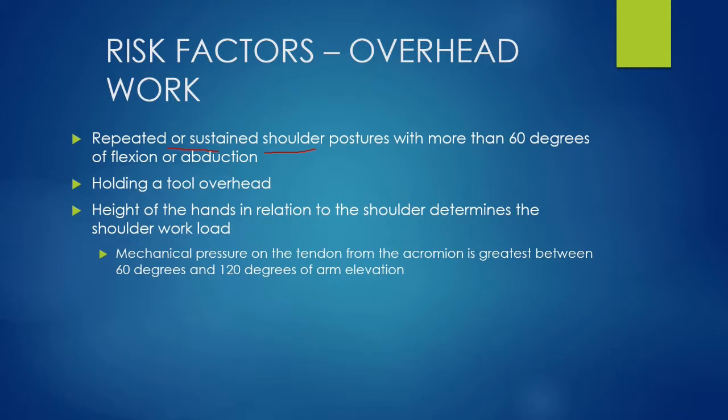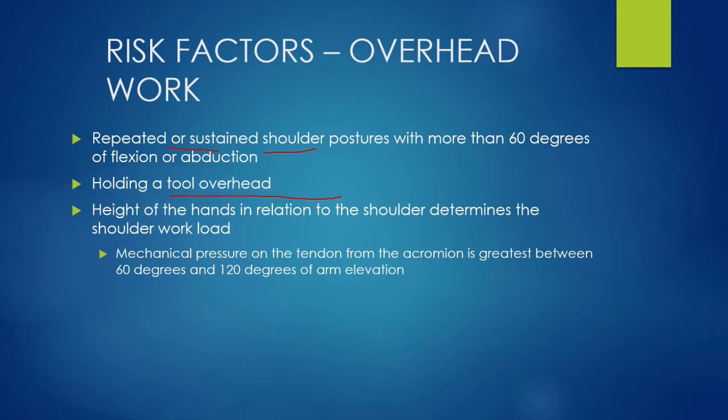Now, this repeated or sustained shoulder posture is aggravated and worsened by adding a load to the end of the hand, such as when holding a tool overhead. And even as much as a 2-pound tool can significantly increase the tensile and compressive loading on that rotator cuff tendon. And the height of the hands in relation to the shoulder determines the shoulder workload. The shoulder workload increases the higher the hands are in relation to the shoulder.